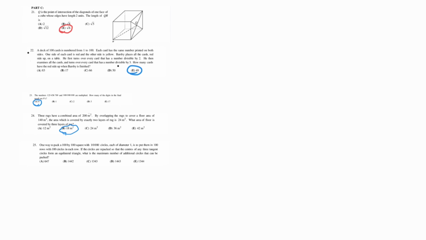One way to pack a 100 by 100 square with 10,000 circles, each of diameter 1, is to put them in 100 rows with 100 circles in each row. If the circles are repacked so that the centers of any three tangent circles form an equilateral triangle, what is the maximum number of additional circles that can be packed?